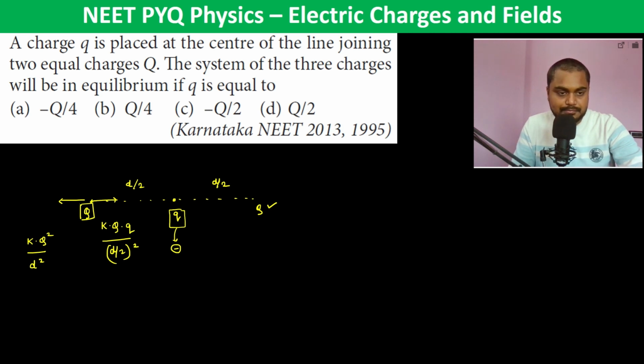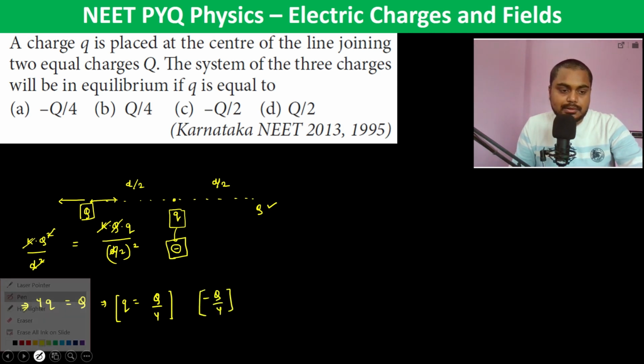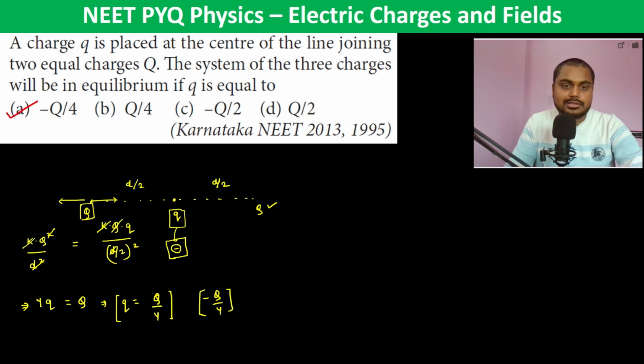Both have to be equal, so equating them, K is gone, Q is gone, d square is gone by d square. So this becomes Q by 1 by 2 whole square, therefore 4q is equal to Q, so small q becomes Q by 4 in magnitude. The sign should be negative, so q should be minus Q by 4, then only there will be equilibrium. So therefore A is the answer. Thank you.